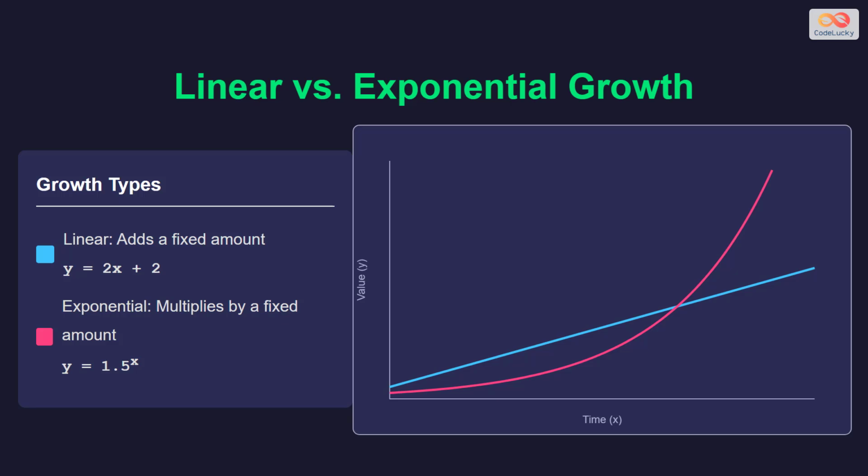A common real-world example is compound interest. If you invest $100 with a 20% annual growth rate, your money grows exponentially. The formula is amount equals 100 times 1.2 to the power of t, where t is the number of years. You start earning money on the interest, which makes it grow faster and faster.